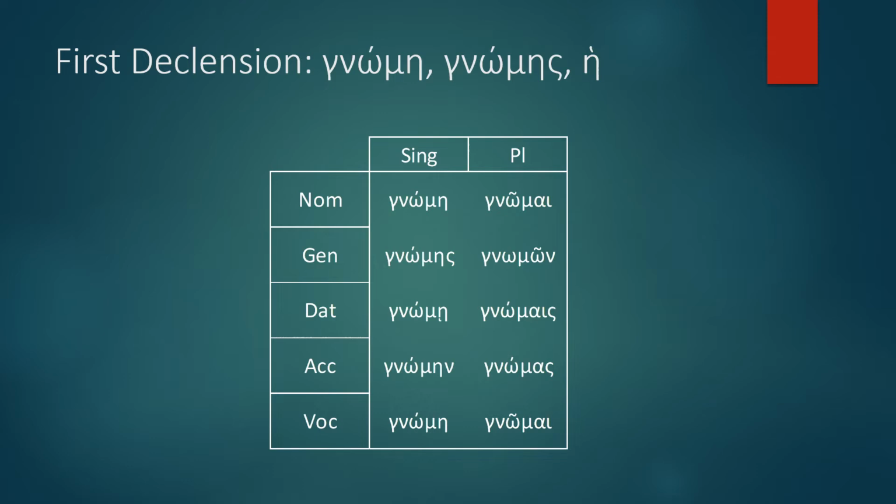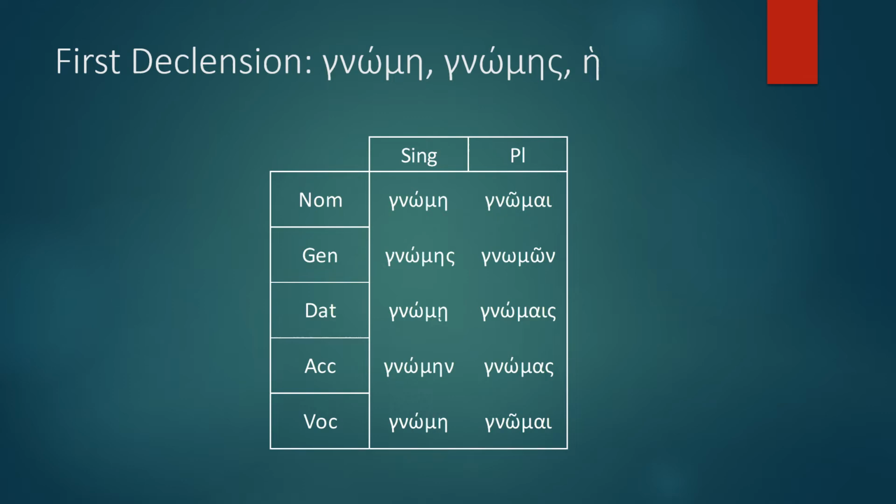This is the typical dictionary listing for a noun, nominative singular, then the genitive singular, and then the definite article which corresponds to the gender. In this case, he tells us that the word gnome is feminine. Looking at the singulars, we can see the endings a, as, a, an, a. These are very similar to the endings that we saw for first and second declension adjectives for the singular. Looking at e, on, es, us, e. These are also rather similar.